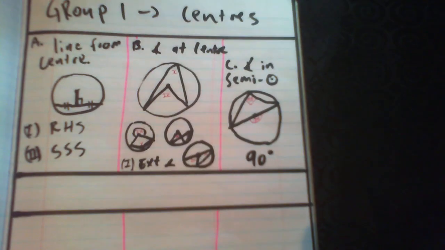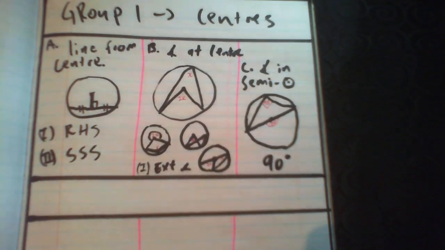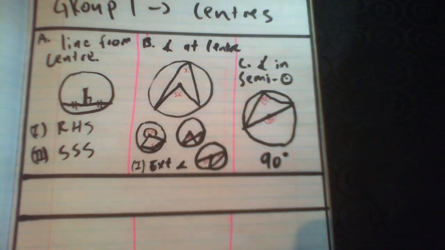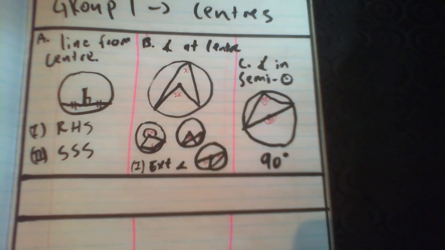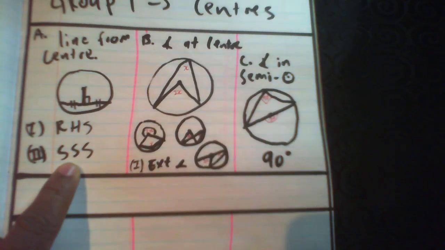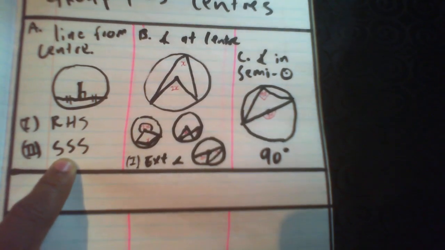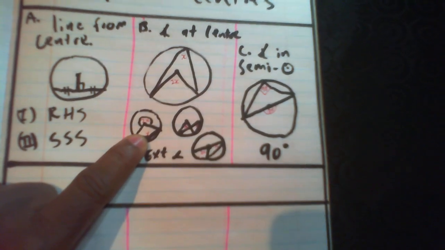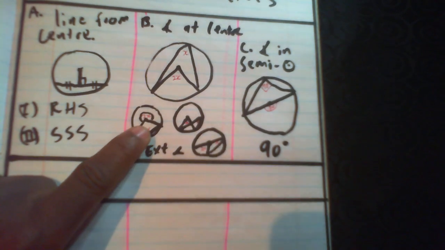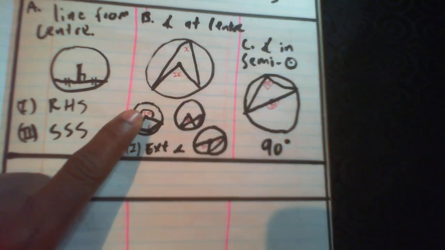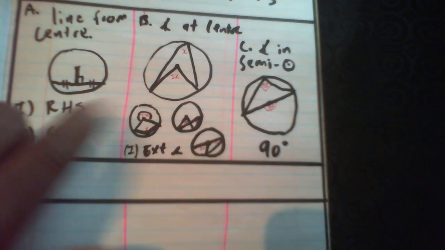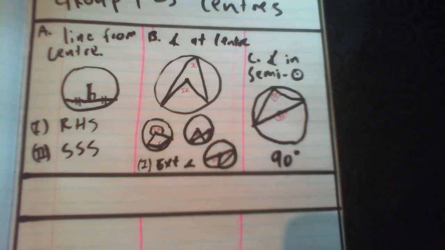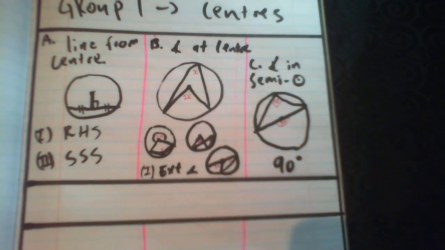And that's a basic summary of group 1. We're dealing with the centers. This one, there are two ways to prove it, and it can be asked in an exam, either of the two ways. This one, there is one way to prove it. So in group 1, the centers, you are looking at 3 proofs that you need to know.